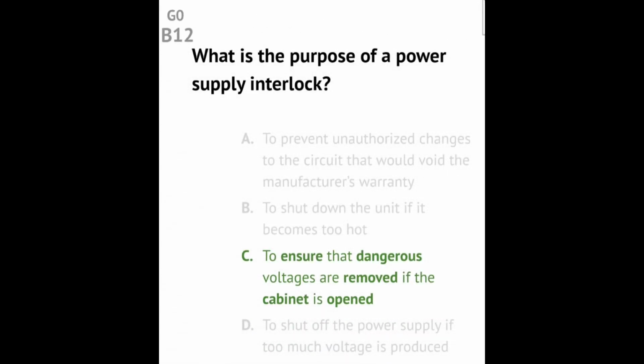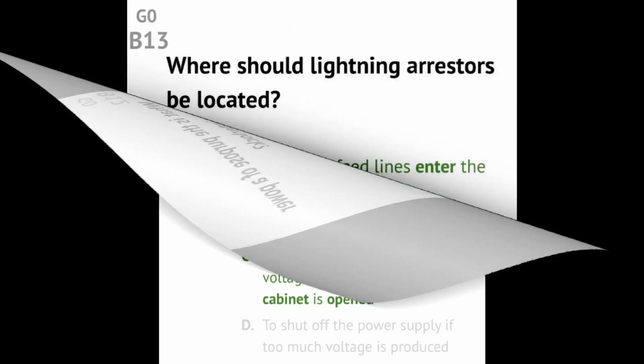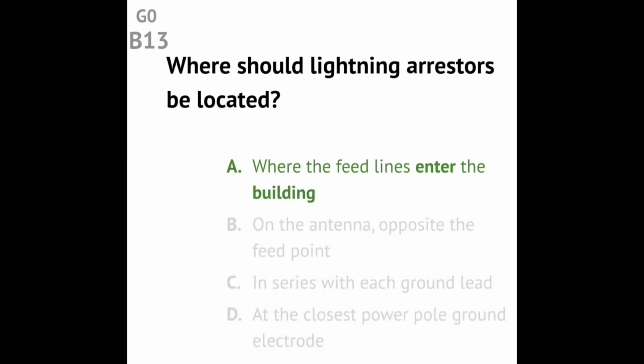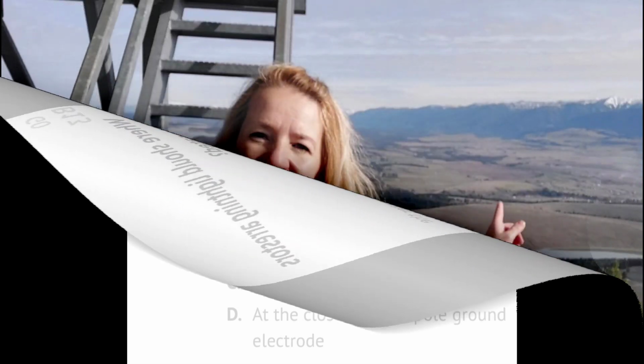Question G0B12. What is the purpose of a power supply interlock? Answer: to ensure that dangerous voltages are removed if the cabinet is opened. Question G0B13. Where should lightning arrestors be located? Answer: where the feed lines enter the building.